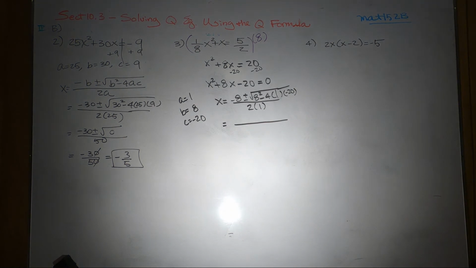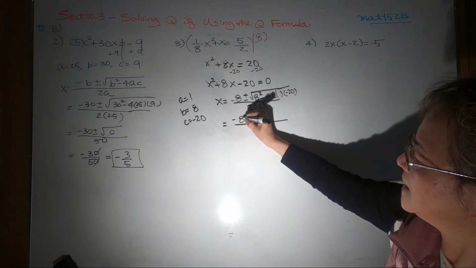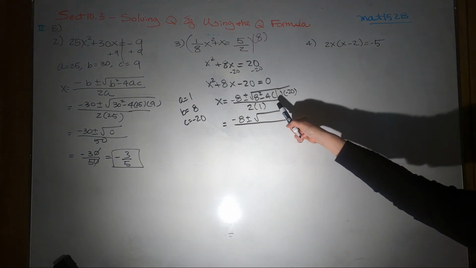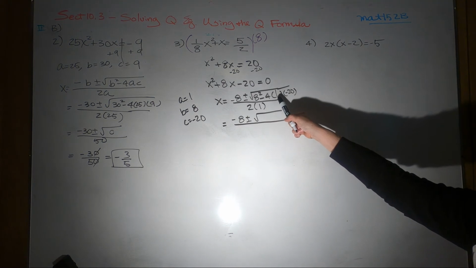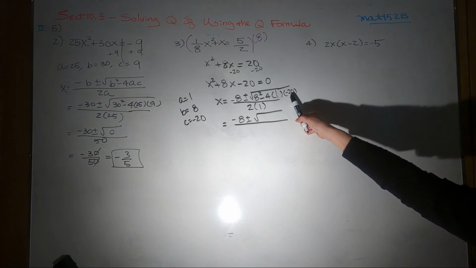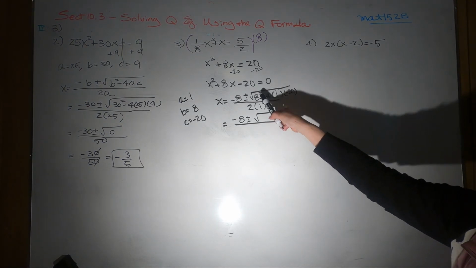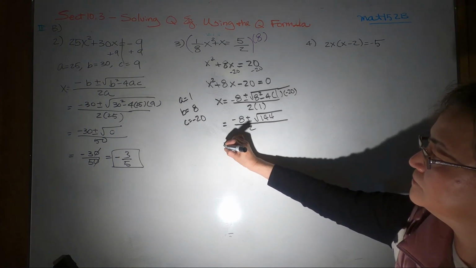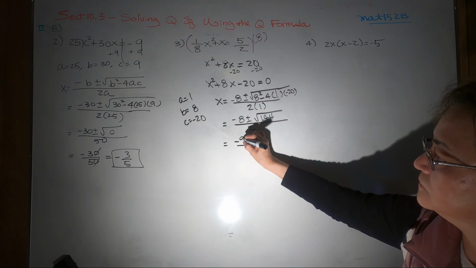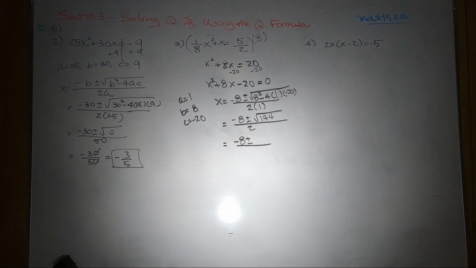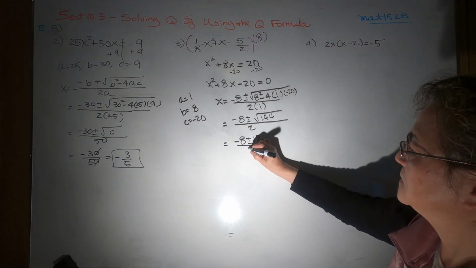Then what do we have? Take a look. Here is negative 8 plus or minus, b squared is 64. Then 4 times 1, 4 times 20, 80. But the negative becomes positive 80 here. 80 plus 64 is 144, right? Okay. Then what's the square root of 144? 12, right? Over 2.